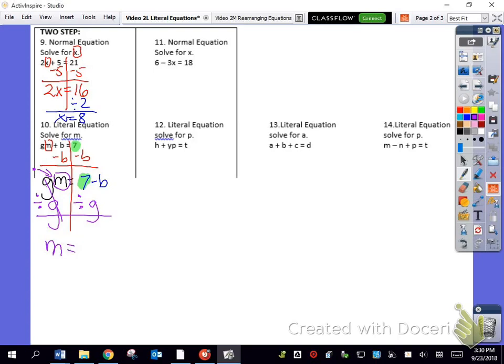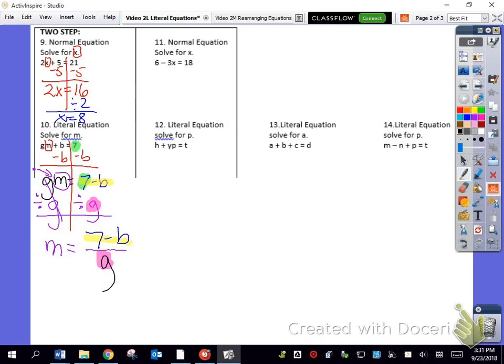I will tell you that you will normally see this for your division sign. So whatever is on the top, whatever's first, goes on the top. So 7 minus b is going to go on the top. Whatever is behind that division sign, that goes on the bottom. So g is going to go on the bottom, okay? So that's how you're going to see that.